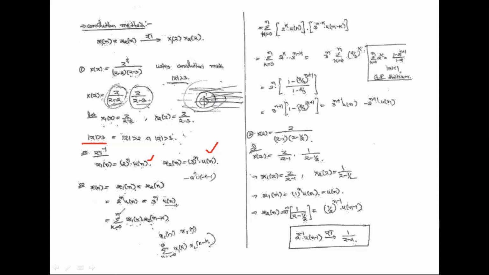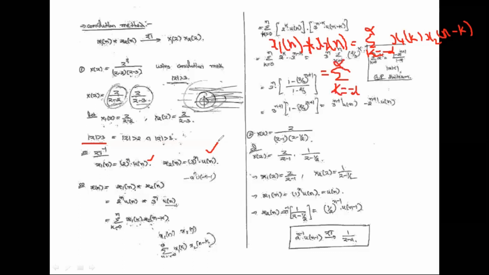Sum of k equal to 0 to n. Actually it is minus infinity to infinity. Why am I taking 0 to n? Because it is multiplied with mu of n. According to the function, x1 of n convolved with x2 of n, the formula is the sum of k equal to minus infinity to infinity, x1 of k, x2 of n minus k. This is the formula for the convolution of discrete time functions. So, sum of k equal to minus infinity to infinity.